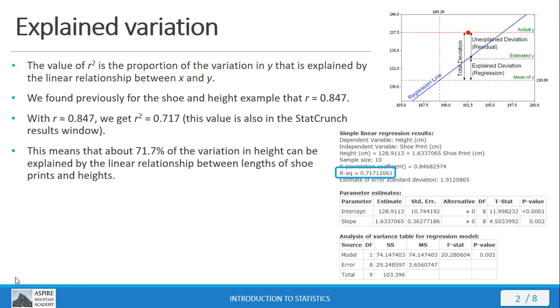So when you're looking for explained variation, the way to get the number is just take your r value and square it. Or you can read it off your output, as you see there in StatCrunch. Sometimes this is also called the coefficient of determination. So keep that in mind too as we go along.